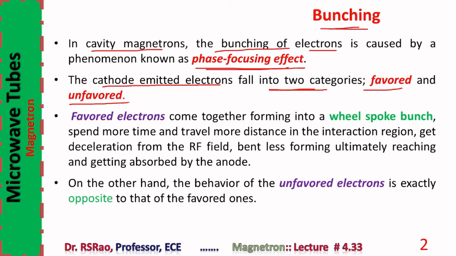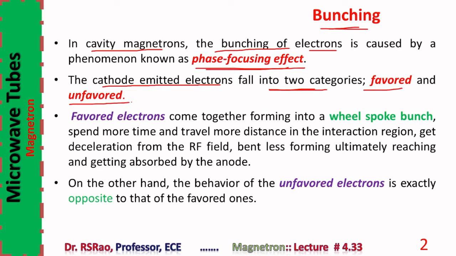Favored electrons come together, form into bunches, and then deliver energy, transfer their energy to the RF rotating wave, strengthening it, enhancing its amplitude. Unfavored electrons, after getting emitted, spend some amount of time, of course a little time, in the interaction space, and then they return back to the cathode rod. Favored electrons, of course, ultimately get absorbed by the anode.